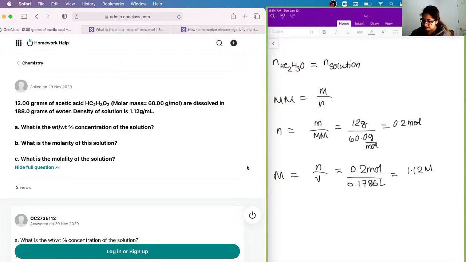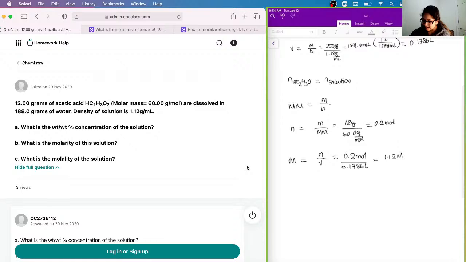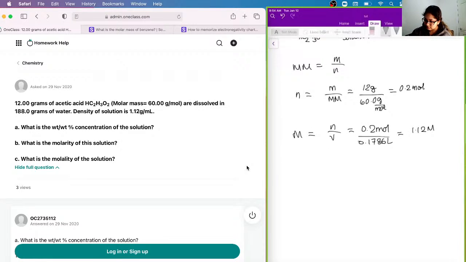And lastly, what we need to find for C, which was, what is the molality of the solution? So molality is basically the ratio between the number of moles of the solute with the mass of the solvent in kilograms. So molality, the ratio is n of solute over the kilograms of solvent.